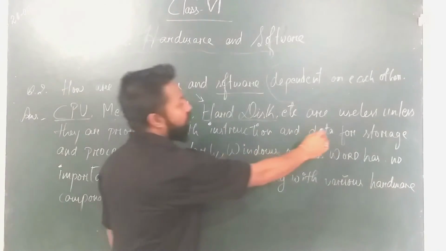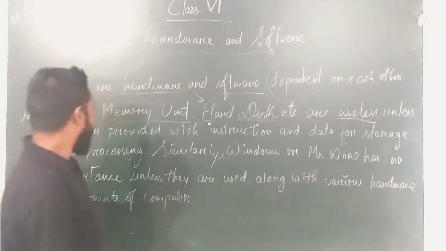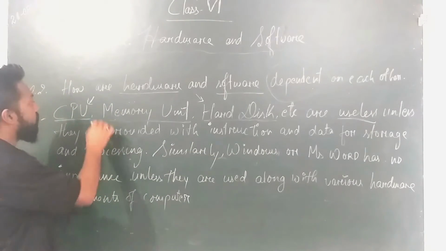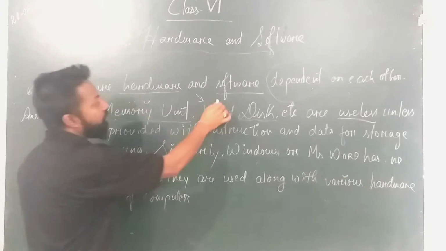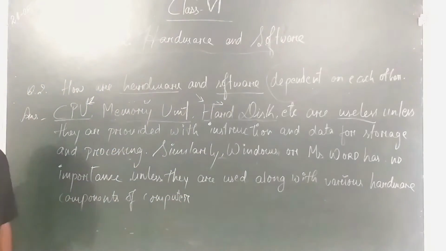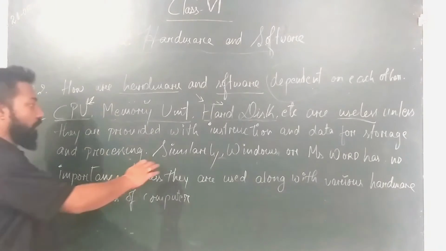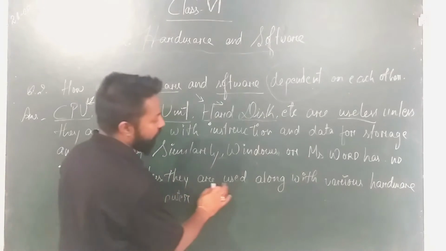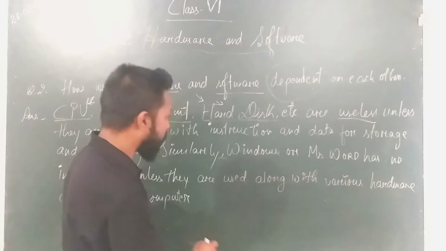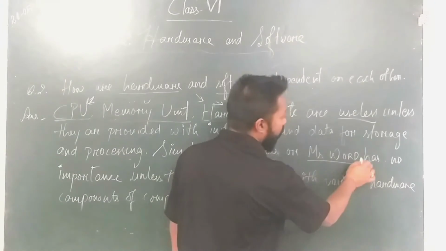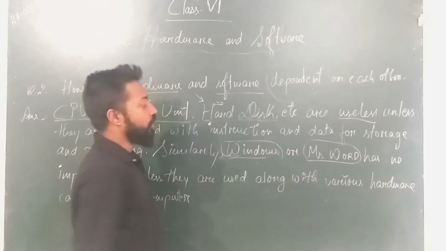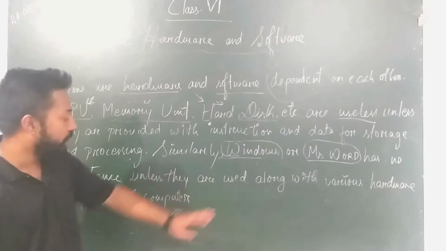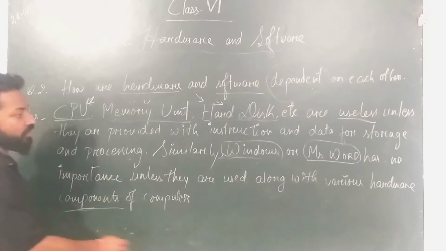So these hardware are totally useless unless they are provided with instructions. If there are no instructions provided with the CPU, with the memory, with the hard disk, then all this hardware will become useless. Similarly, Windows or MS Word has no importance unless they are used along with various hardware components of the computer. So Windows and Microsoft Word are examples of software. So these two software also will have no importance until and unless they are provided with various components of the hardware. For example, MS Word.